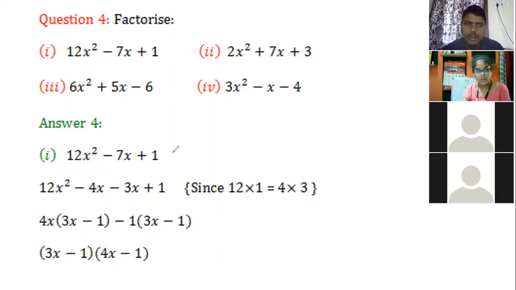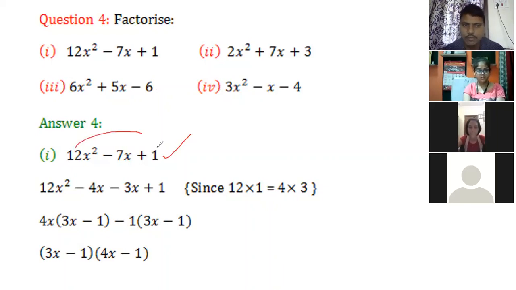12x square minus 7x plus 1. Grade 8 will learn this already, splitting the middle term, in the Factorization chapter, Exercise 3. So we know that splitting middle term: 12x square into 1. So we have to take factors for 12. 4 3s. We need to get 7. Yes or no?